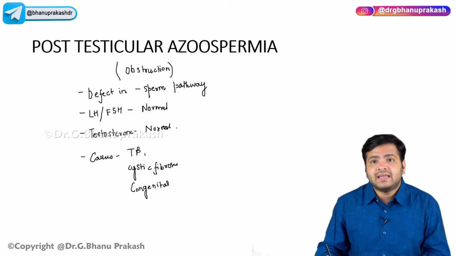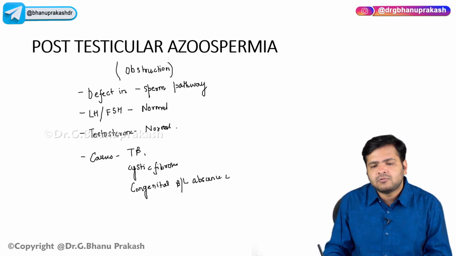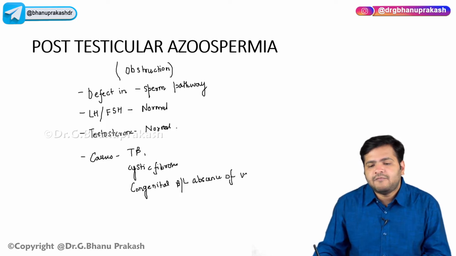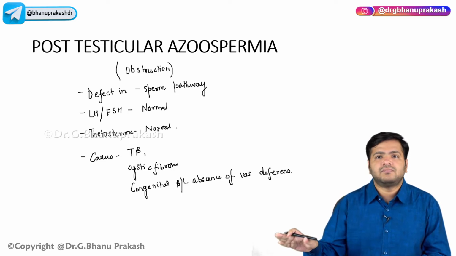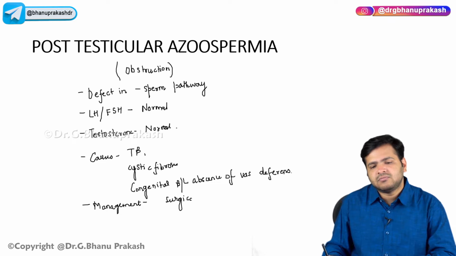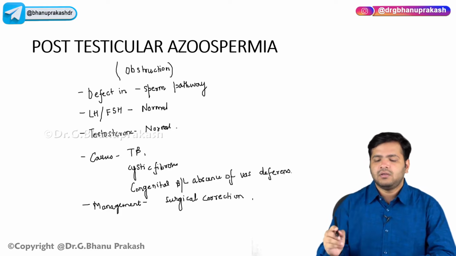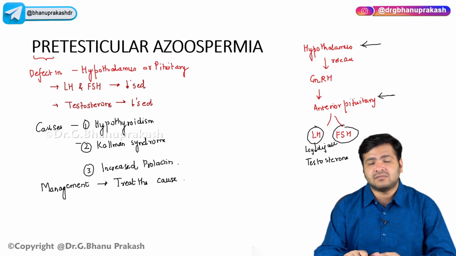There could be congenital bilateral absence of vas deferens. And apart from that, management is the surgical correction. Now, that was about the post-testicular, testicular and pre-testicular azoospermia.